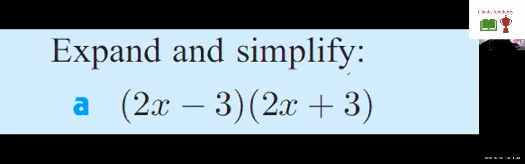2x minus 3 and 2x plus 3. Here it's also the same form. 2x is a and 3 is b. Either by normal expansion, term by term, or by using the formula a2 minus b2. Okay, so do I do both? Now we want it by the formula, a2 minus b2. Okay, so it's 2x power 2 minus 3 power 2.